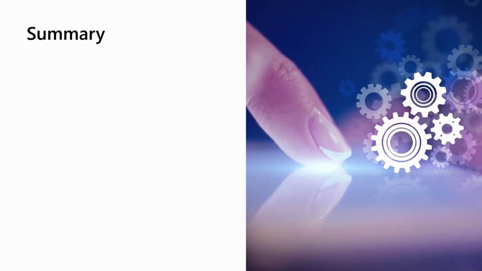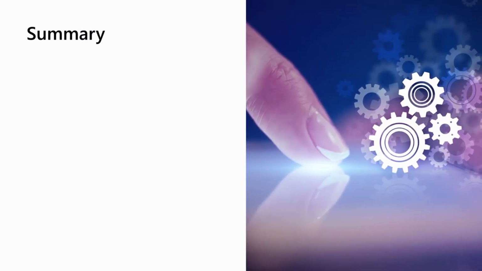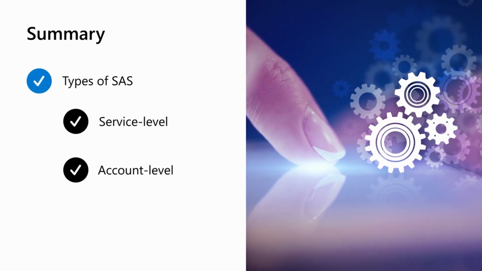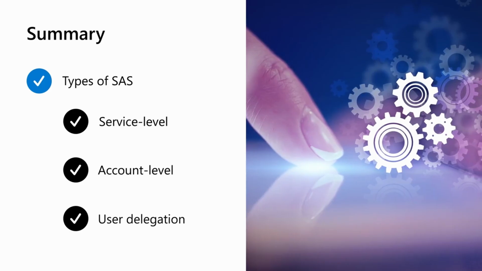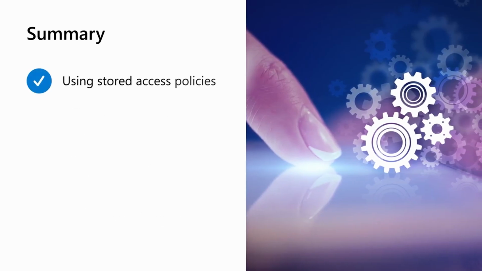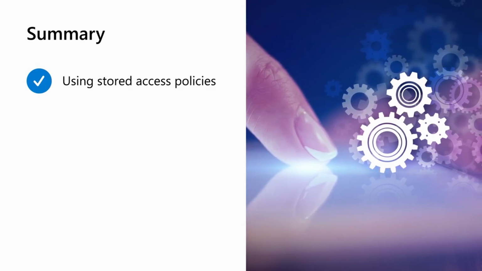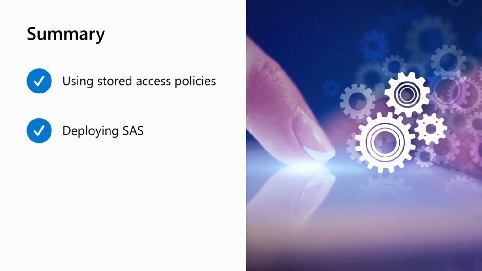Let's now summarize what you learned. In this video, you learned about the three types of SAS: service-level SAS, account-level SAS, and user delegation SAS. You understood you could use stored access policies with a service-level SAS for additional control. You also learned about deploying SAS.